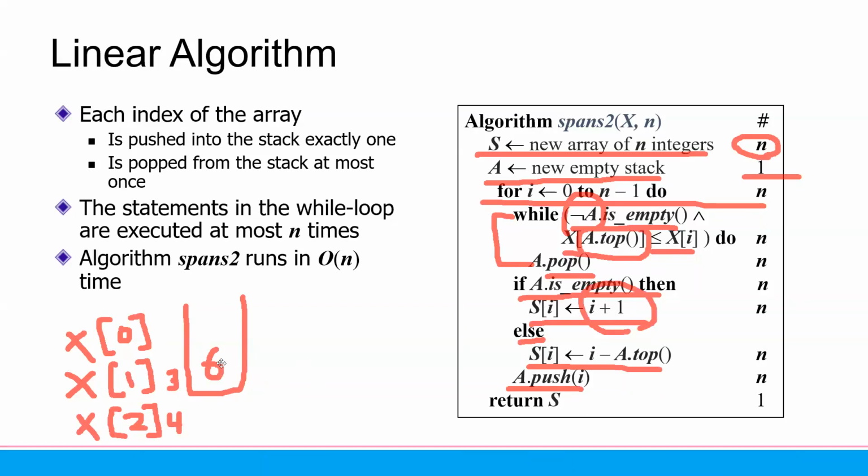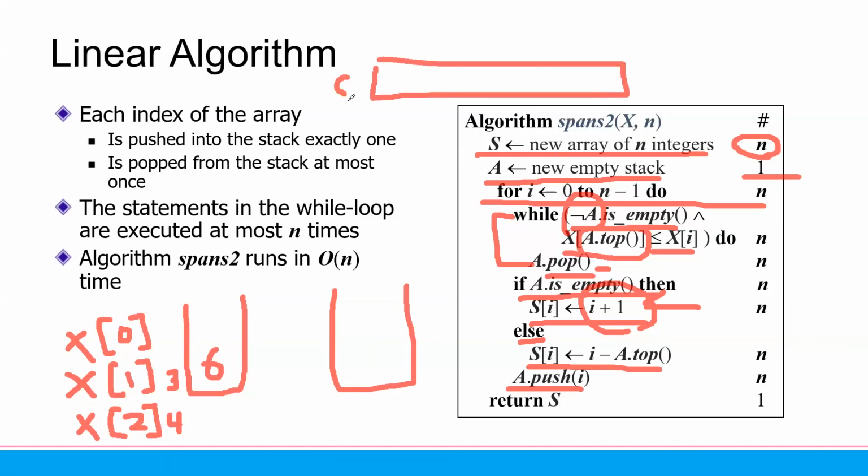For every 6, after we do the element, we will do the pop. If A is not empty and the top is not equal to 1, then we will do the pop. If not, we will push. So if A is empty, we will do this one. If it is not, then i will be minus the top. So we will have S as the array, Si. So this is the index i.